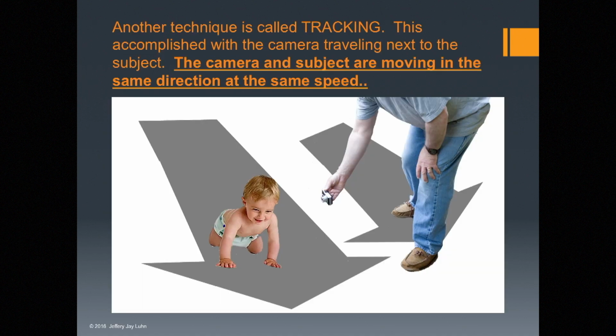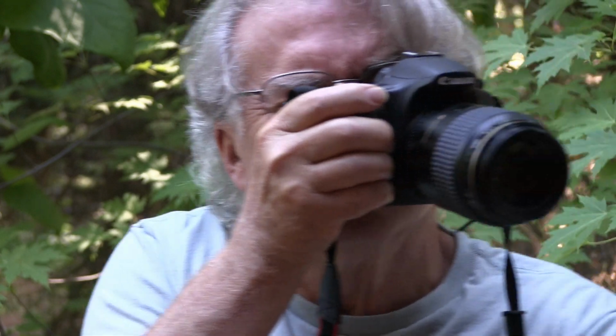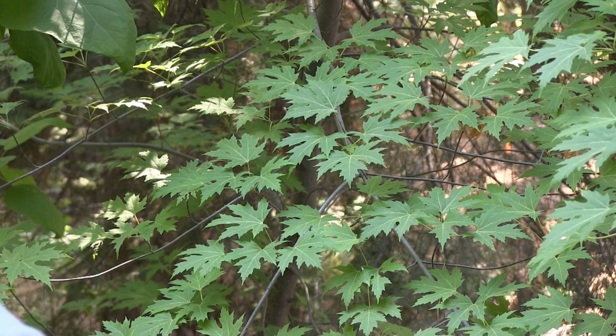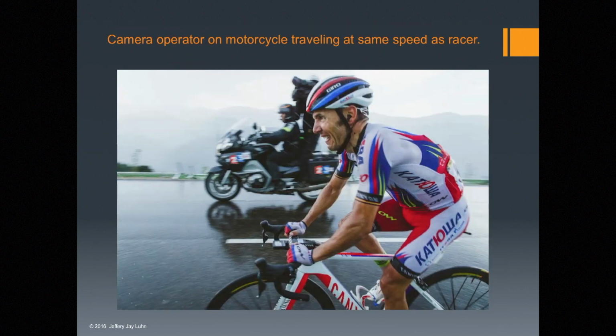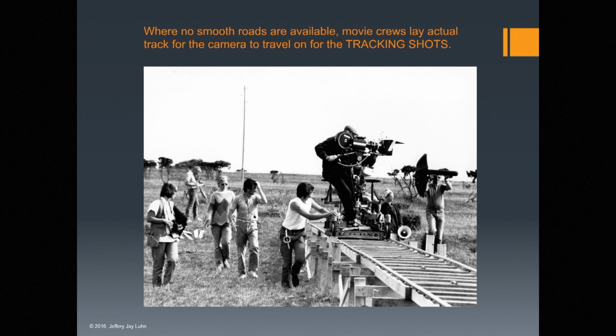And when I say tracking, this technique is called tracking. This is accomplished with the camera traveling next to the subject, and the camera and the subject are moving in the same direction at the same speed. Here we see the Tour de France, a camera operator on a motorcycle traveling at the same speed as the racer. And that's very common for a lot of sports.